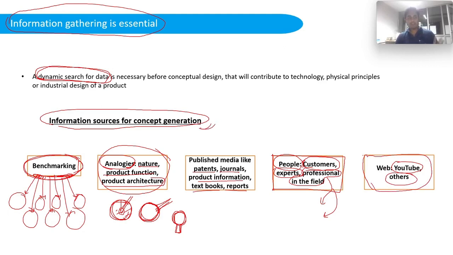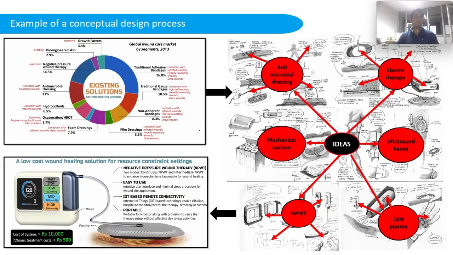Okay, so here's an example of a conceptual design process. This was a project done by me for a wound therapy device. In terms of information, what I collected was all sorts of existing solutions that are currently available. I'm a product designer, but I do not have previous exposure in medical devices, so I do not have much knowledge about the various technologies and how chronic wounds can be healed.